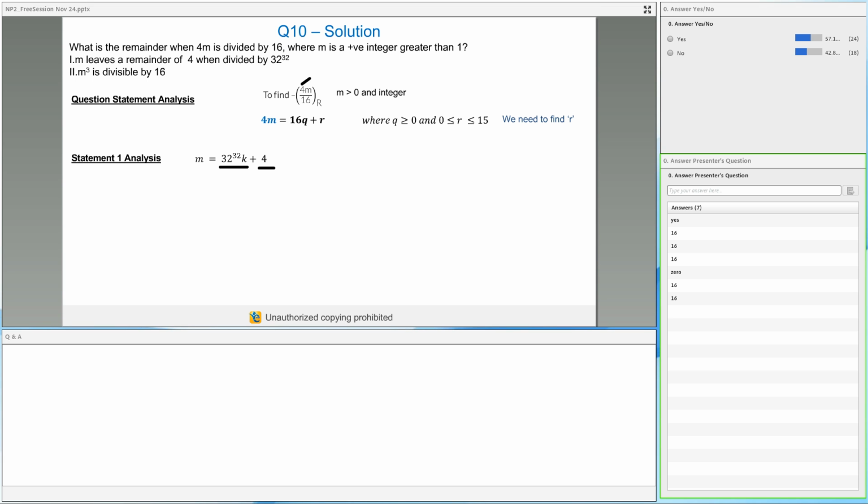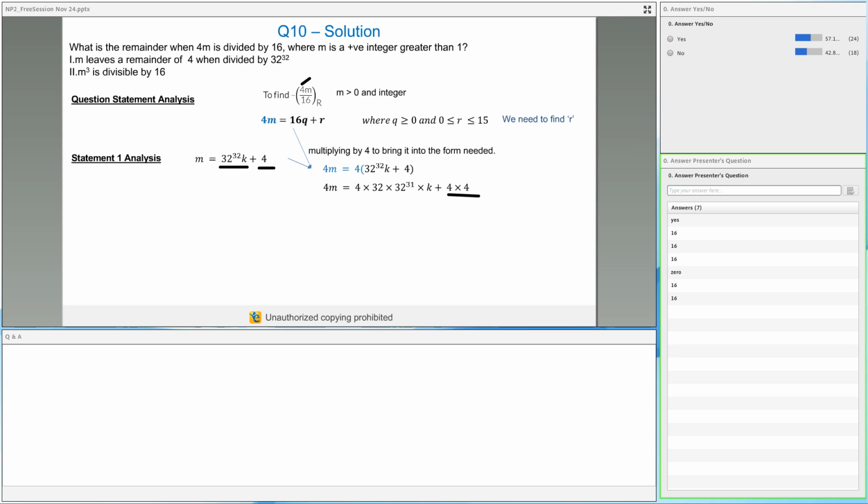So I have got m is equal to 32 to the power 32k plus 4. What I need to find out is 4m divided by 16. So let's multiply m by 4, because I need 4m. If I multiply by 4 both sides, I'll get 4m is equal to 4 into 32 to the power 32k plus 4. Now manipulate it. Now multiply 4 both sides. So you'll get 4 into 4 here, which is 16.